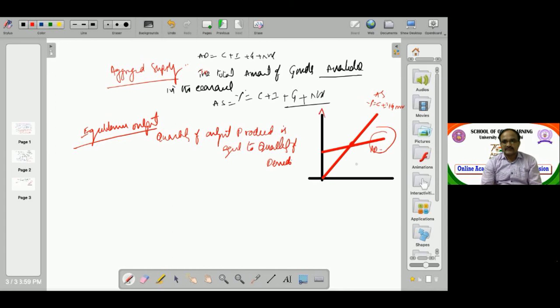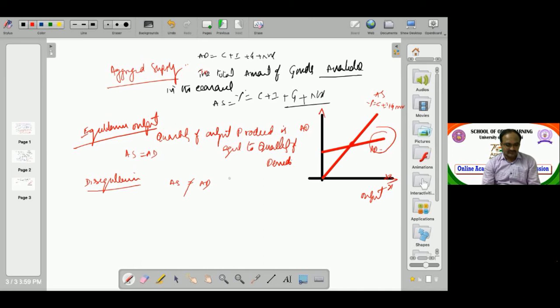This is the y-axis, this is the x-axis. The x-axis is the output we are discussing, and the y-axis is aggregate demand. Dear students, the quantity of output produced, that is AS, is equal to the quantity demanded, that is AD. This particular point we can call the equilibrium level of output. Disequilibrium will happen when the aggregate demand of the people is not equal to the aggregate level of output, when AS is not equal to aggregate demand.